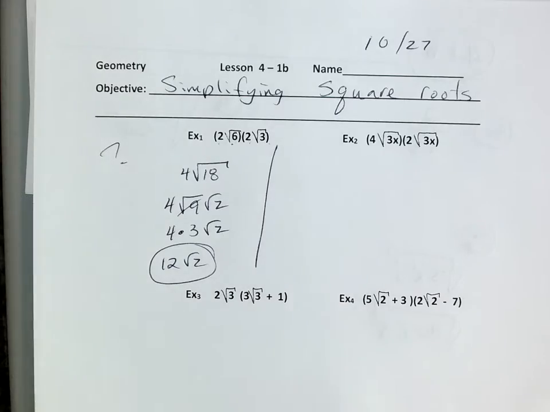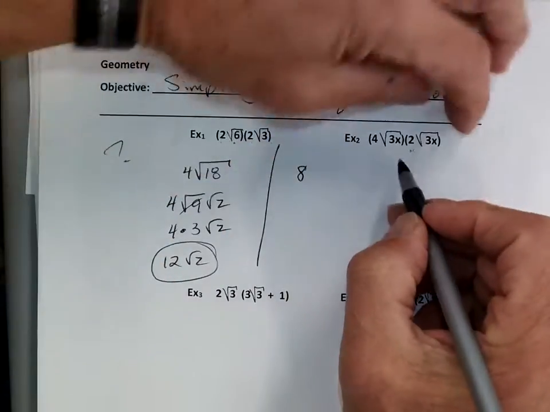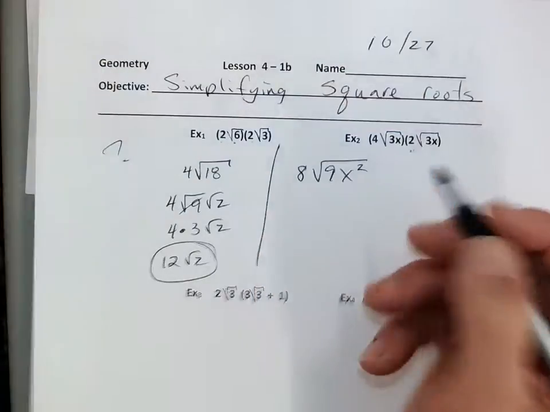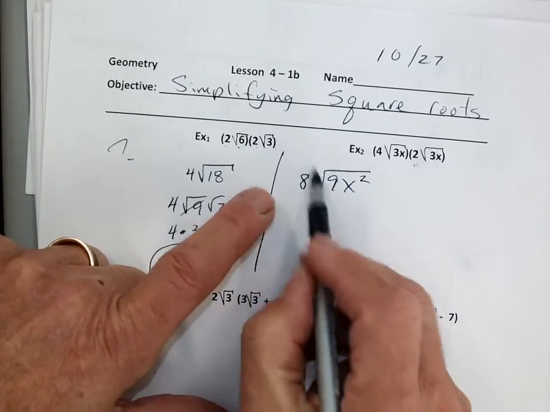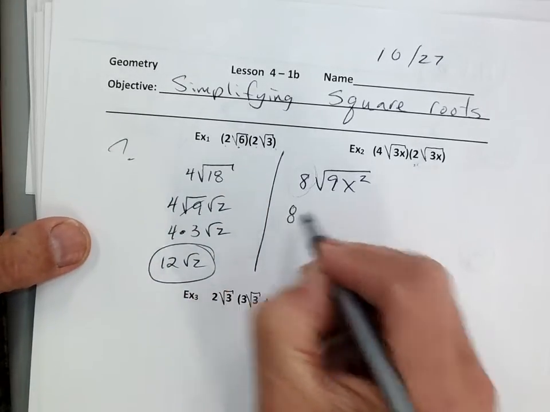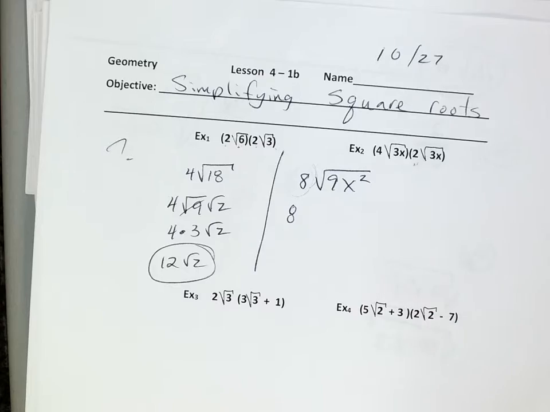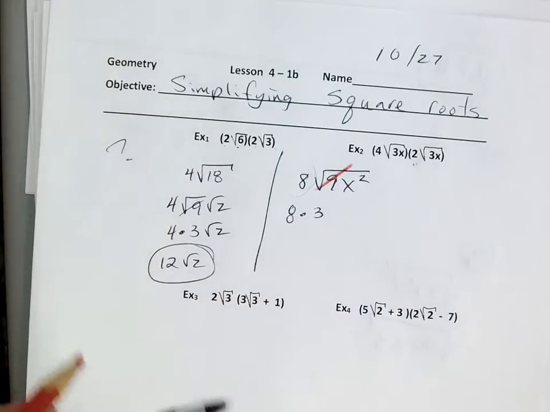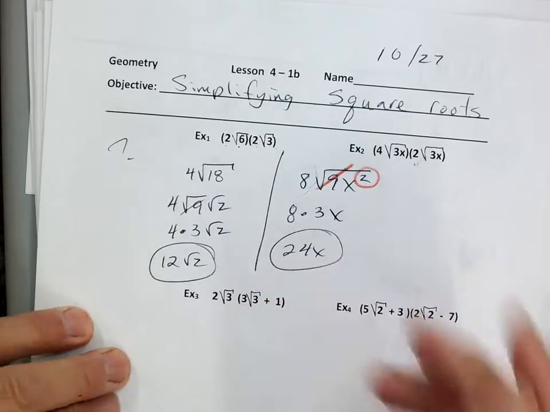Okay, example 2 is the same thing. We'll multiply whole number with whole number, and I'll get 8. And multiply square roots to square roots of a 9x squared. Okay, great. But then at this point, the 8 is done. It's just a whole number, so I'm going to bring down the whole number. But I can take the square root of 9. I know the square root of 9 is going to be a 3, so times 3. And I take half of my exponent, and I get a regular x, so I get 24x, and that's what I get.